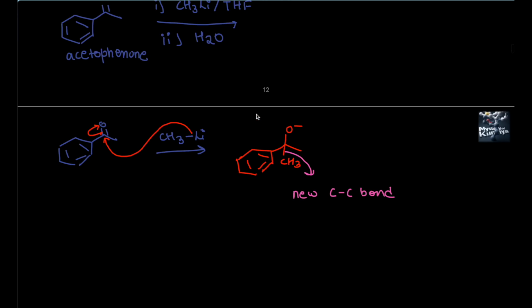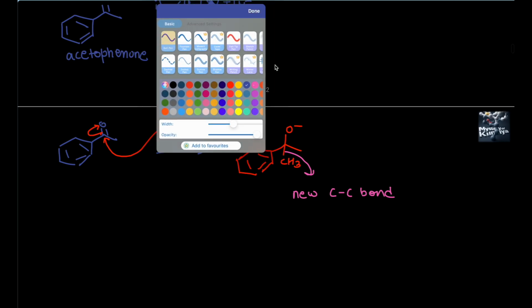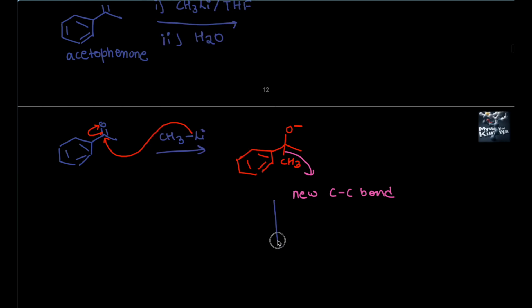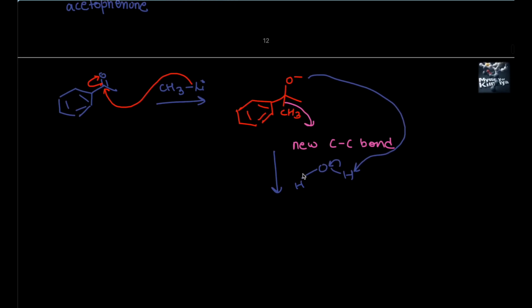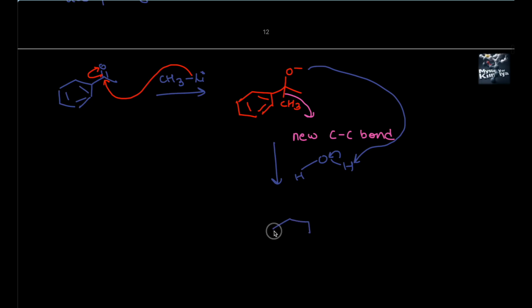In the next step, we use this water molecule, which gives the acidic proton. So the negative charge on oxygen takes this acidic proton and we gain a new alcohol. Here this is a tertiary alcohol.